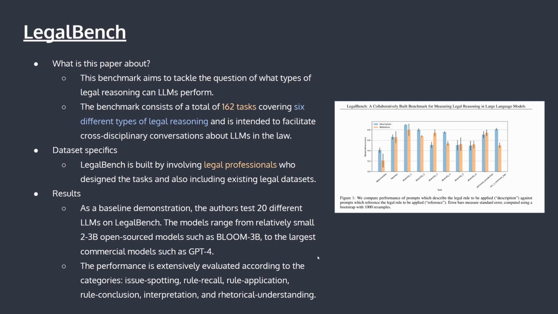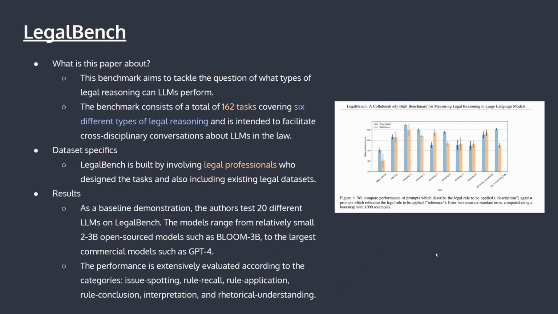And the performance is extensively evaluated according to the categories. They have these categories: issue spotting, rule recall, rule application, rule conclusion, interpretation, and rhetorical understanding. So yeah, 6 different types of legal reasoning, right?